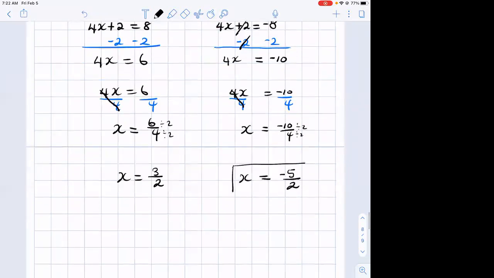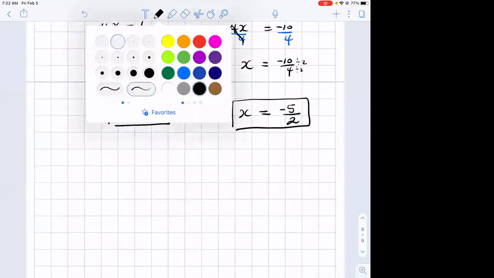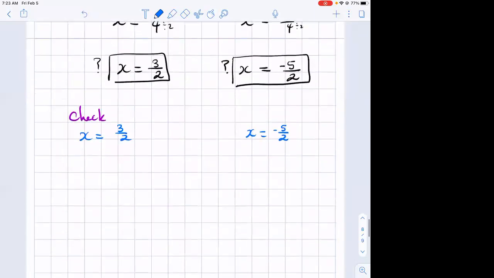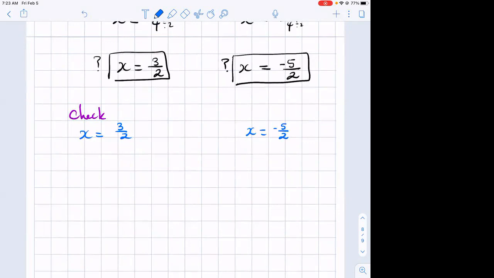Now keep in mind, you have to check them. You are never finished unless you check. Okay? So let's check. We want to check if x is equal to 3 halves, and we want to check if x is equal to minus 5 halves, because both of them must be checked. Okay? So remember I said you could use either one of the equations, the simplified version or not. It doesn't matter. So if we use 4x plus 2 minus 10 is equal to negative 2. Doesn't matter.